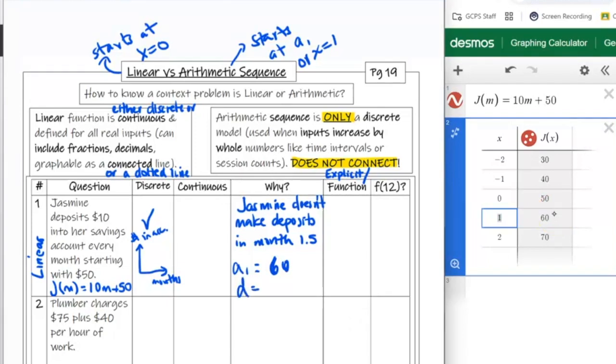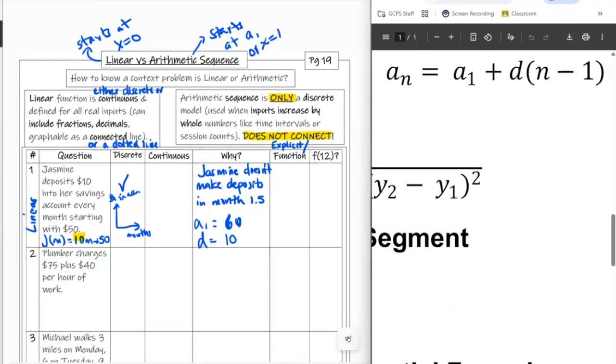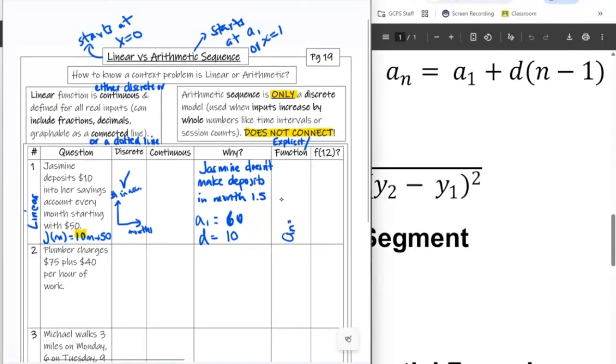And then my common difference is my slope. So to go from linear to sequence, all I need is my common difference and my first term. So what is my slope? Here is my slope right here. It's 10. So my common difference is 10. A sub n equals A sub 1, which is, what do we get? 60. Plus D, so I'm going to say plus 10, parentheses n minus 1. So A sub n equals 60 plus 10(n minus 1). So now I've just gone from function notation into explicit form.